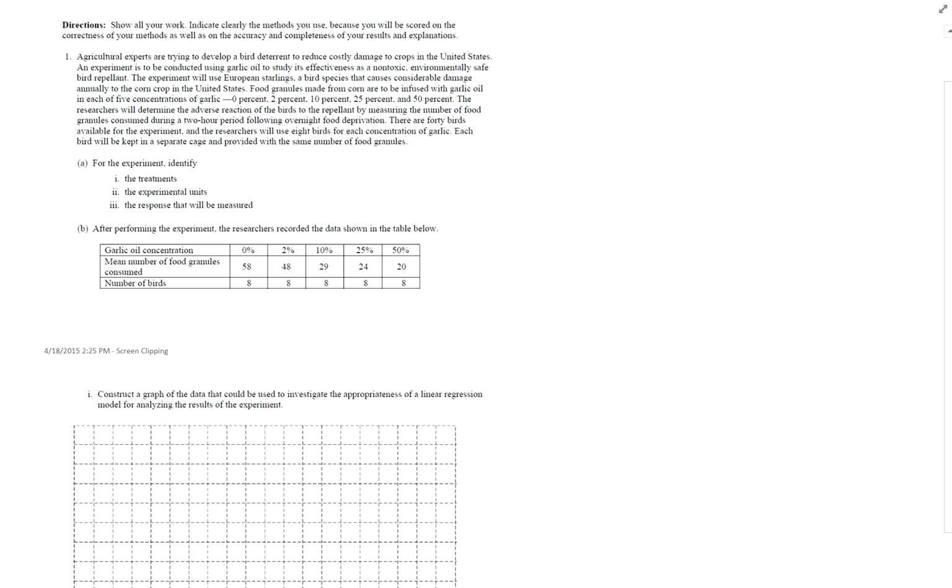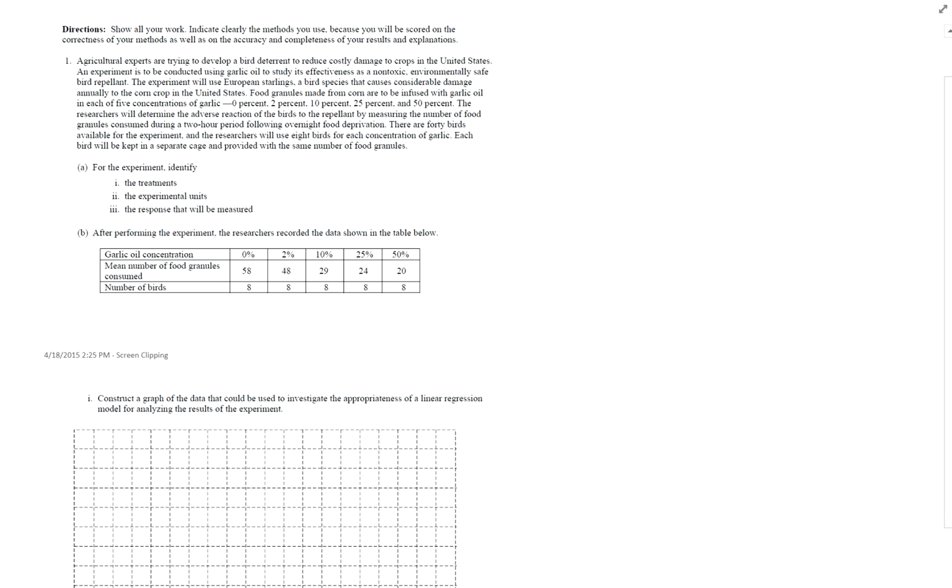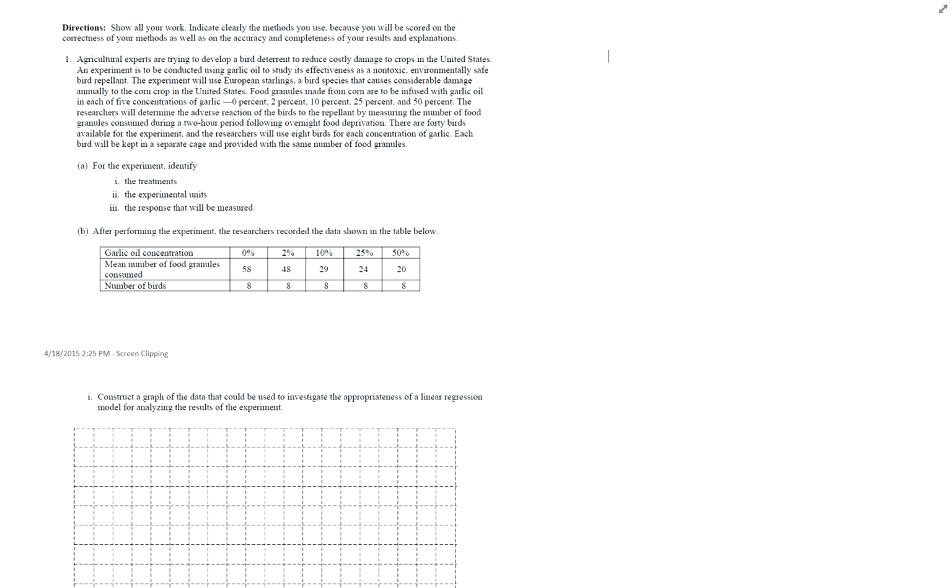Okay, here we go. We got 2010 number one. Assuming you've already read through the question and you're good with it, we've got an experiment where they're putting garlic oil inside food granules made from corn, and they're putting different concentrations of garlic, 0, 2, 10, 25, and 50%, in them to see how birds react to it.